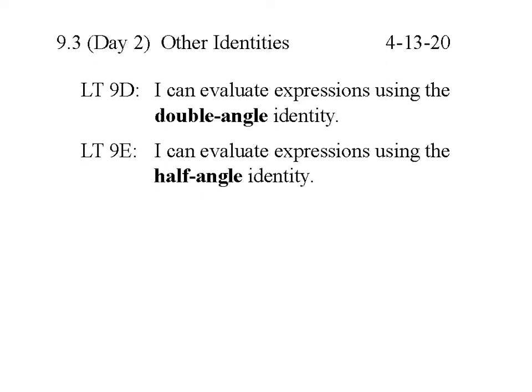All right, welcome to 9.3 day 2. So last week, if you remember, the first day of 9.3, we looked at half angle and double angle identities and how we apply those. Now today we're just going to look at how we can go the opposite direction. If we're given a general form, how do we evaluate that, simplify that down to be a single trigonometric expression?